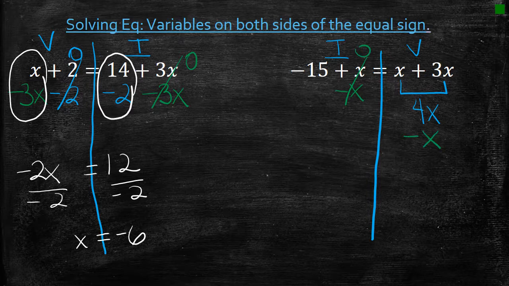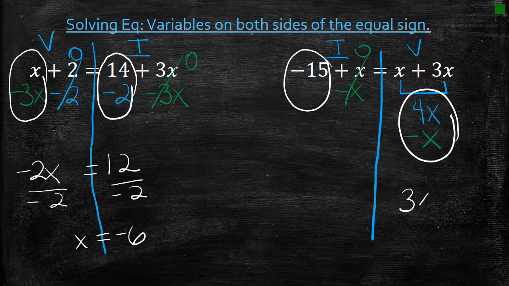And we're left with, now double check it, variables on this side, and integers on that side. And since that checks out, we're going to take 4x minus x, which gives you 3x. And our last step is divide this by 3 and divide that by 3. I'm left with x equals negative 5.